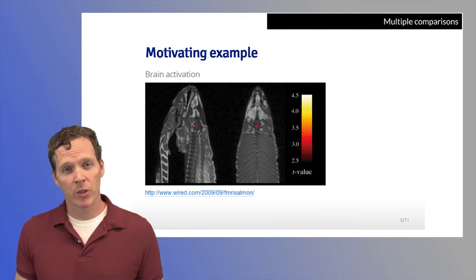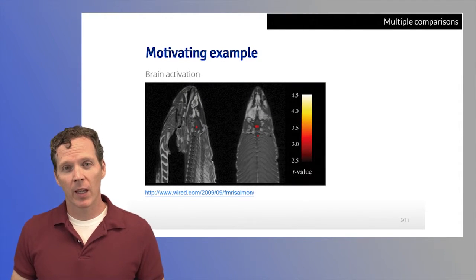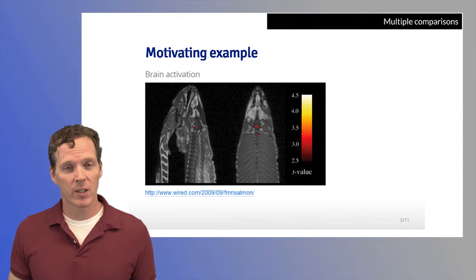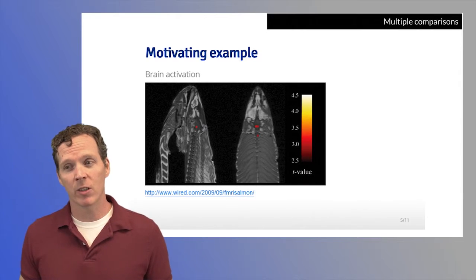Multiple comparisons. Since we're on the subject of brain imaging, which is the area that I work on, multiple comparisons is often an issue. And in one particularly famous example, some people put a dead salmon in an fMRI machine, which is there to detect brain activation. And of course, there's no brain activation in a dead salmon. And what they found is that if you do lots and lots and lots of tests and you don't account for that correctly, you can see brain activation in a dead salmon.